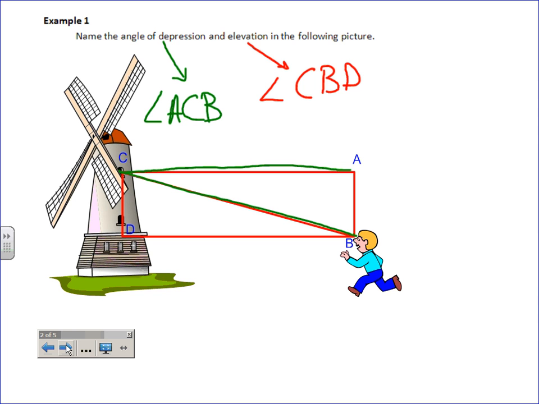It's not a very difficult concept, but you can see if you start marking the wrong one, if you start marking that as the angle of depression instead of that one, you're going to get a lot of wrong answers. Okay. Any questions so far?